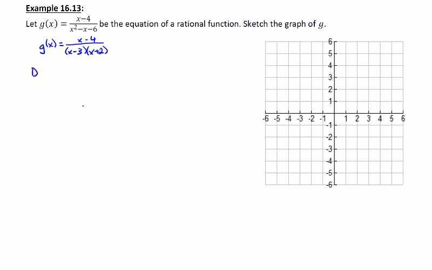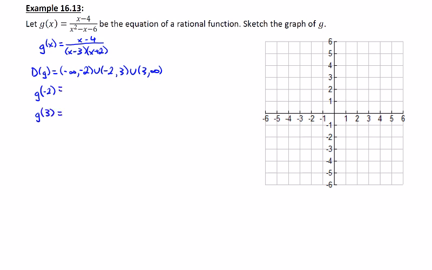So the domain for g is going to be negative infinity to negative 2, union negative 2 to 3, union 3 to infinity. And with that, we see that there are going to be two discontinuities here. So you're going to need to test those out. You're going to need to test out g of negative 2 as well as g of positive 3.